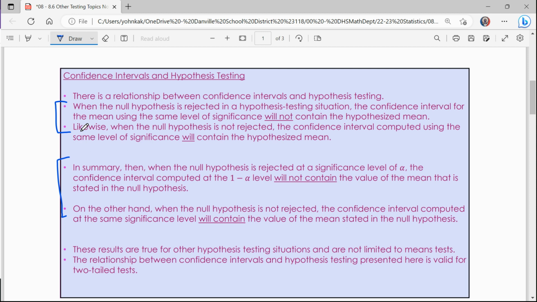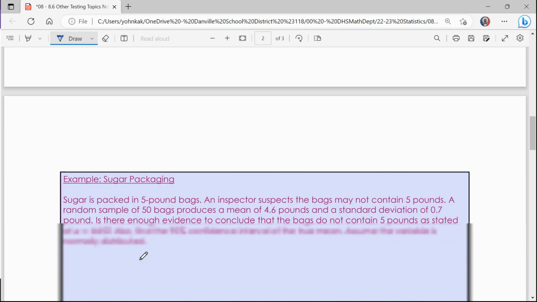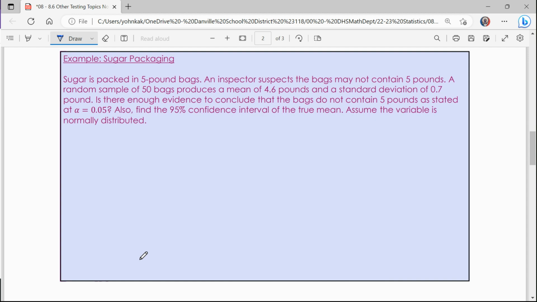These results are true for other hypothesis testing situations and are not limited to mean tests. So if you're doing anything with proportions, or if you're doing anything with variance or standard deviation, these same ideas hold true. The relationship between confidence intervals and hypothesis testing presented here is valid for two-tailed tests. That's because if you think about it, a confidence interval has a start and a stop, and that is similar to what a two-tailed test would look like in a hypothesis test. So let's see how these work together.